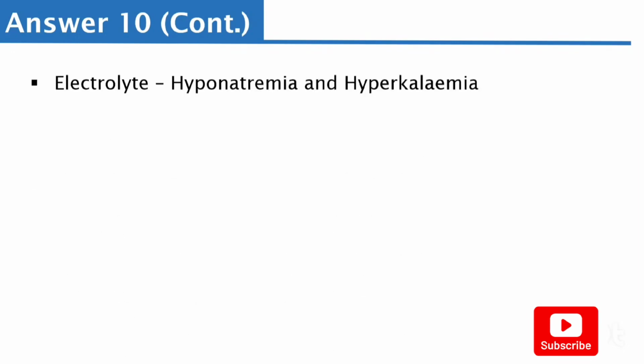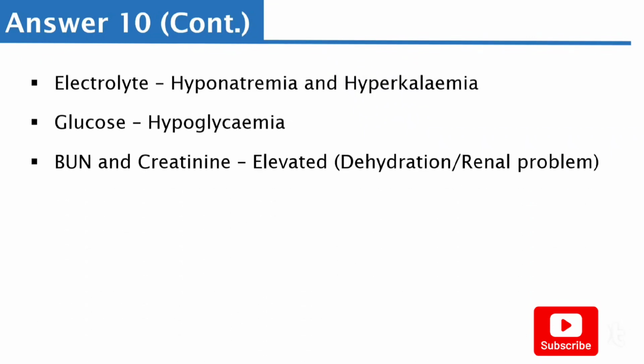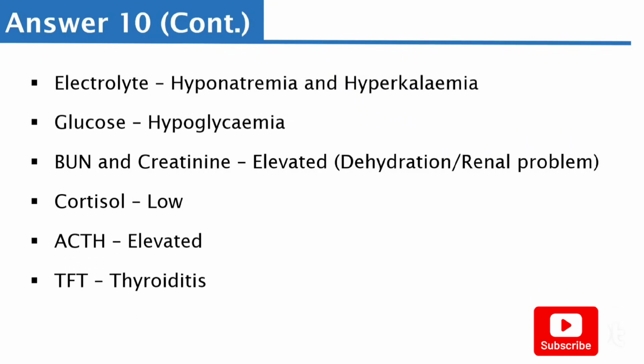Number one, electrolytes: you're going to see hyponatremia, meaning the sodium is going to be low. Then you're going to get hyperkalemia, meaning the potassium is going to be high. You're going to see hypoglycemia, meaning the glucose level is going to be low, and the BUN and creatinine are going to be elevated, and this could be due to dehydration or a renal problem. Cortisol is going to be low, obviously, and ACTH is going to be elevated, and of course TFT is going to be high. It's going to be thyroiditis. Why? Because there's inflammation in the thyroid. So here we go.